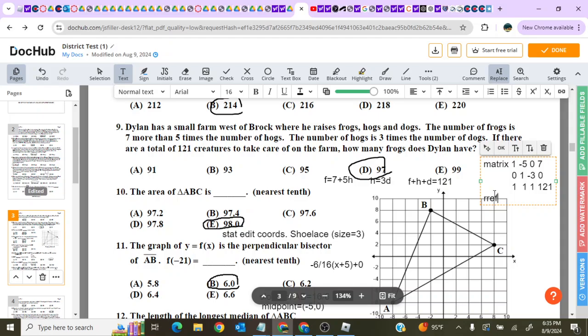Take that matrix, go to matrix, math, and then scroll up till you see RF, and you'll get 97 frogs.